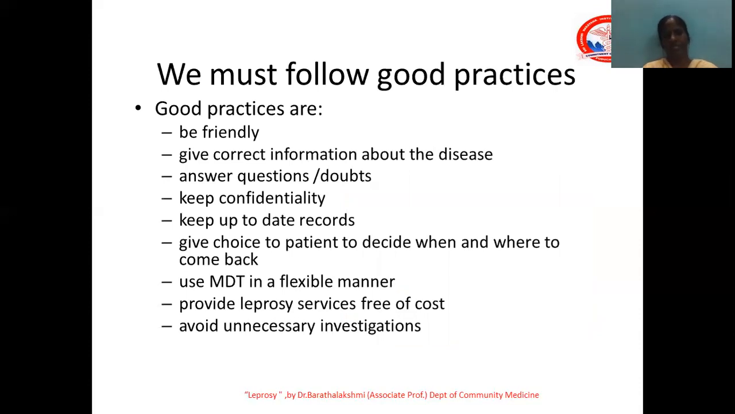While addressing a patient with a hypopigmented patch, we need to be friendly. We have to give correct information about the disease, and if they raise doubts, we have to answer them. And definitely we have to maintain confidentiality about the diagnosis. We have to keep up the records, and the multi-drug treatment which we are going to give should be in a flexible manner. And we have to assure that the drug is supplied at the correct time, free of cost.